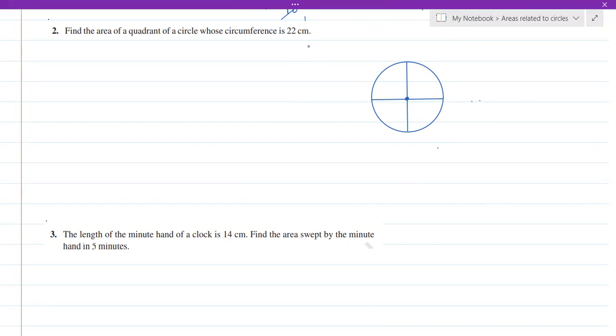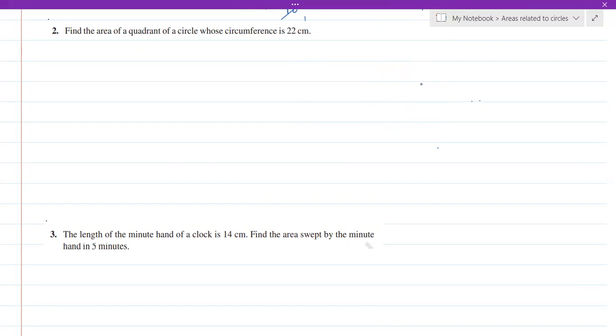Now the circle is divided into 4 equal parts: first part, second part, third part, fourth part. Each of these parts is called a quadrant. The part that I'm shading is a quadrant. In other words, a quadrant is actually a sector. It looks like a pizza itself, right? A quadrant is a sector, but the central angle, the angle at the center, is 90 degrees. That's the specialty of a quadrant.